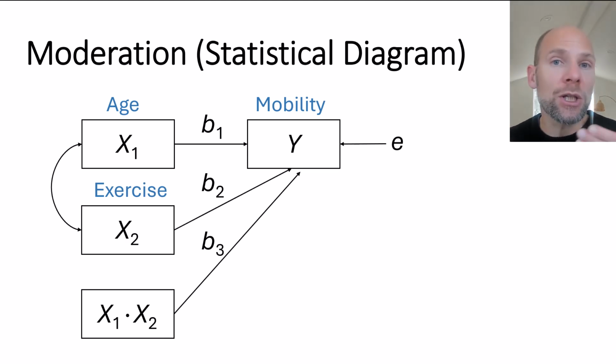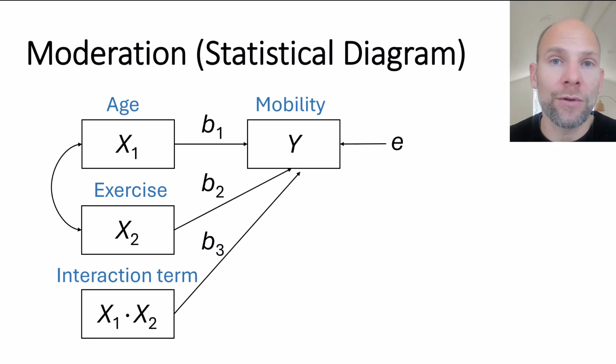And then in addition to that, we have a product term, also referred to as an interaction term, X1 times X2. And that's literally the product of age times exercise. So we're multiplying those two variables together to have a separate column in our data matrix that is the product of age times exercise. And this is added to the model.